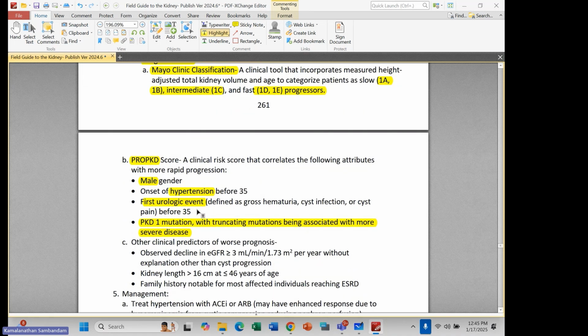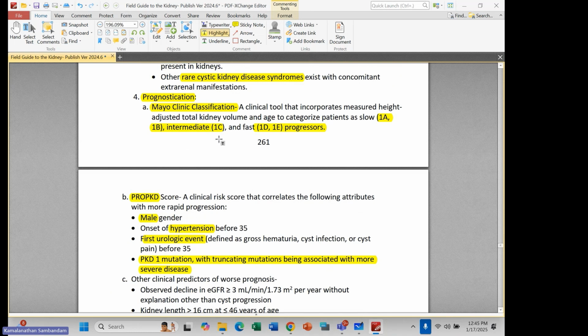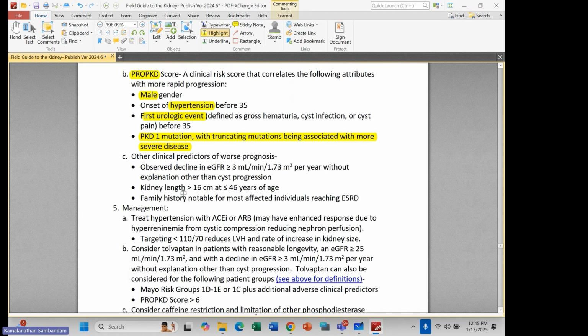Now, this is important to use, for instance, if you have a 1C patient and you're weighing the risk benefits of using tolvaptan. You might factor in how early they developed hypertension, and when they had their first urologic event, if they had one, in order to add additional dimensions to the total kidney volume in prognosticating your patient. Another way to make a decision on those 1C patients is to look at their trajectory of GFR decline. If their GFR is declining fast and you measured them to be a 1C patient, then you obviously should target those patients for tolvaptan.